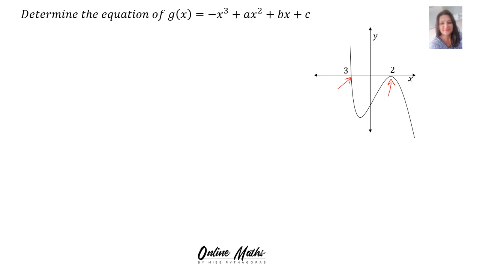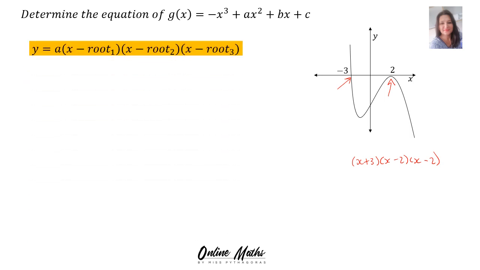Remember, this is in fact where when you factorized, you will have x plus 3, x minus 2, and x minus 2 as your three roots. So when the two roots are the same, that is where your graph hops or bounces. Now into our formula, y is equal to a times x minus root 1, x minus root 2, x minus root 3. Let's investigate a first.